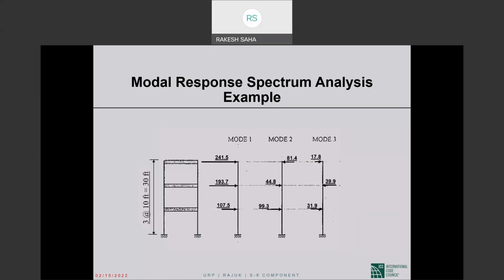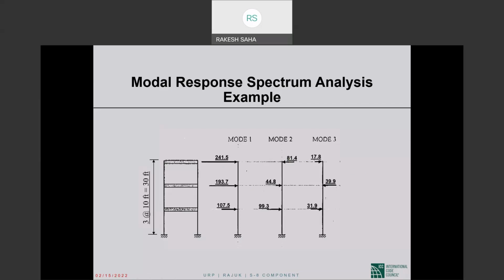How we want eventually to figure out the earthquake-induced bending moments, shear forces, axial forces at the various critical sections of the various structural members. How do we do that? Can we take the square root of the sum of the squares of those floor level forces and apply that on the structure and do an analysis, and that will give us what we need?